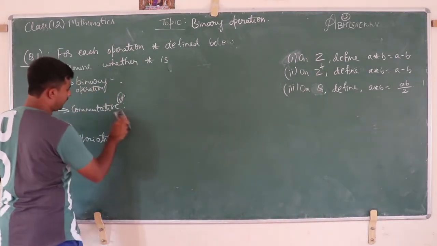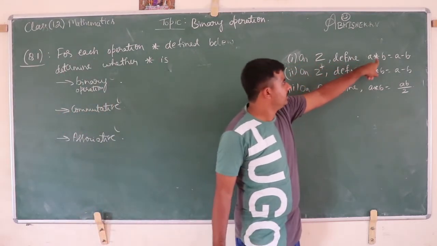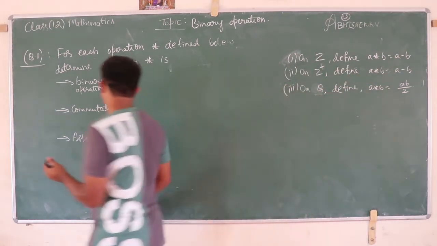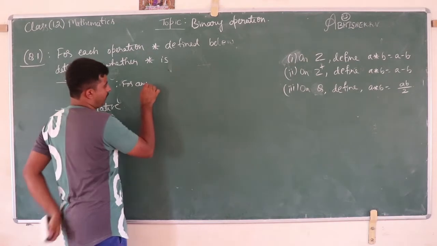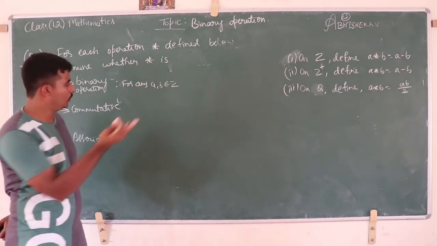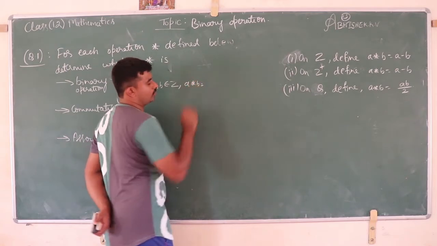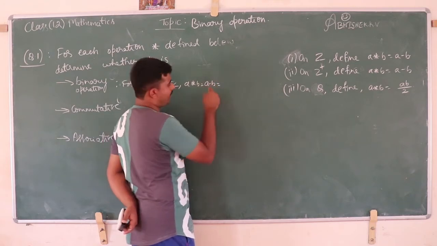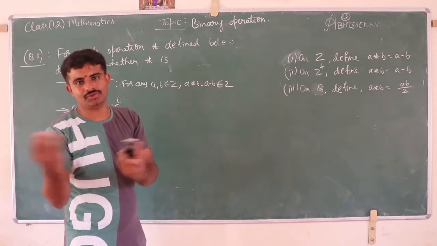Okay, see here they have given the first function on Z: define the function a star b is equal to a minus b. On Z means set of all integers. See, for any a comma b belongs to Z, for any two elements a comma b belongs to Z, set of all integers, a star b is equal to what? According to the function, a star b is equal to a minus b. A minus b belongs to what? Integers. For any two integers, subtraction of those two should be an integer only.